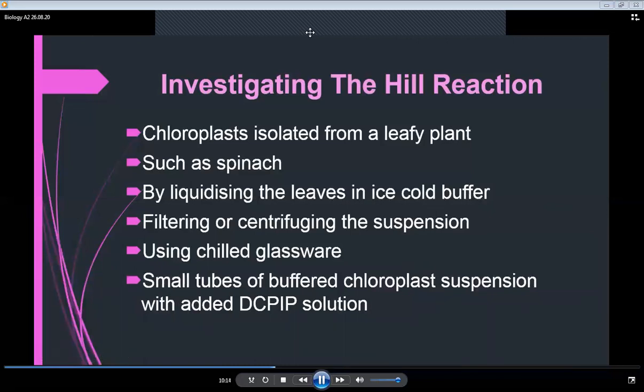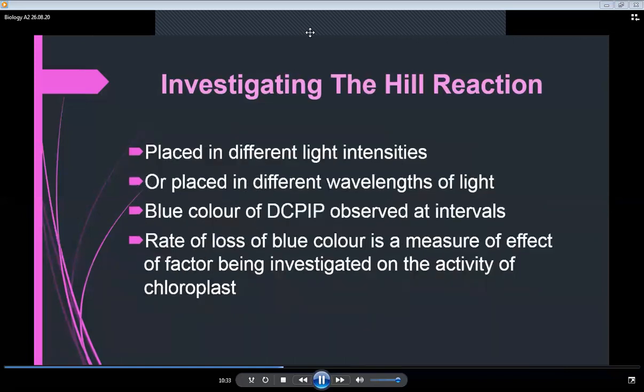So we are going to take that buffered chloroplast suspension in the small tubes, and then add DCPIP solution in those small tubes. So these small tubes now contain buffered chloroplast suspension plus added DCPIP solution.